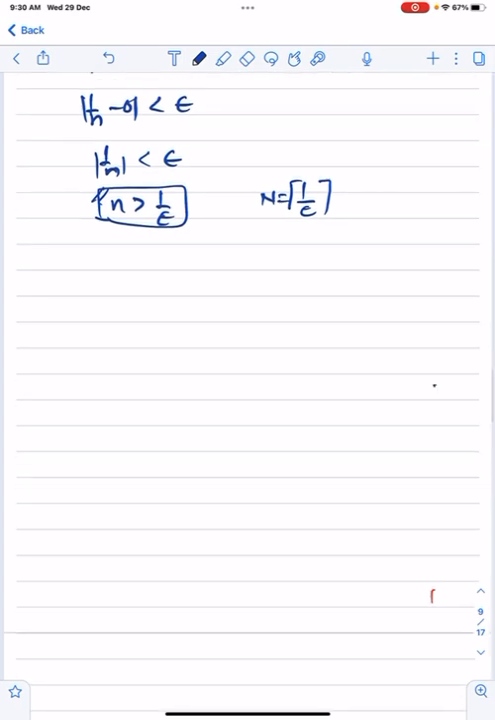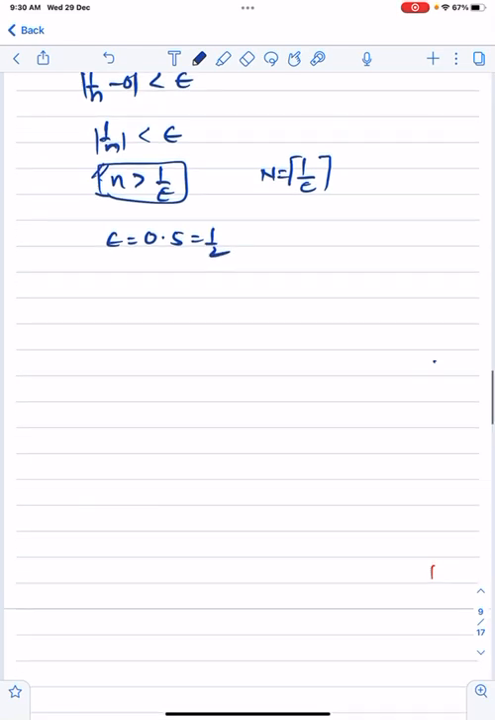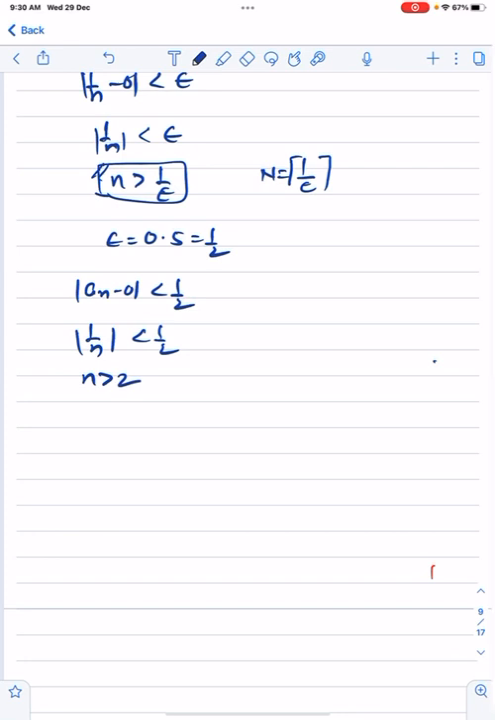Now you can check it. Suppose your epsilon is 0.5, that means 1 by 2. So we will see for what value of n. That means |an minus 0| will be less than 1 by 2, right? So that means 1 upon n is less than 1 by 2. That means n is greater than 2.